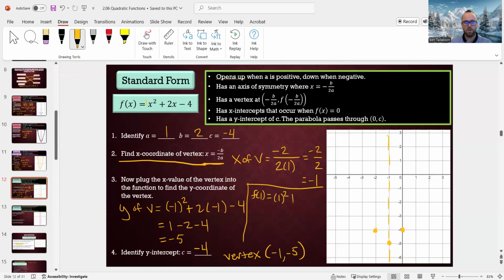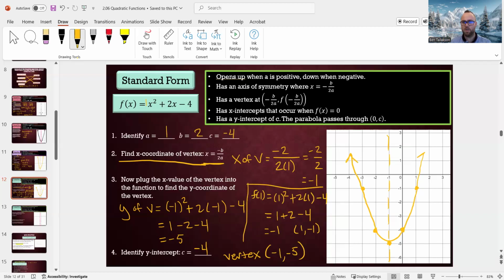That's 1 squared plus 2 times 1 minus 4. It's going to be 1 plus 2 minus 4. That's 3 minus 4. That's negative 1. When x is 1, y is negative 1. 1, negative 1. Bada boom, bada bang. 2 away. Same thing on the other side. And eureka! We have it graphed.